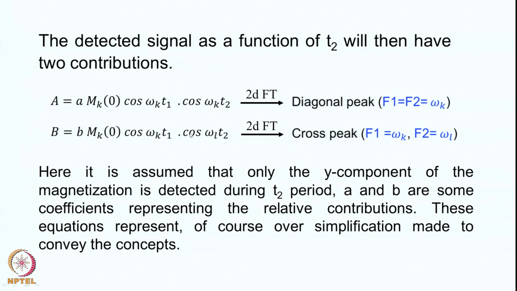Now, in this particular case, if I do a Fourier transformation, then along the F1 dimension I will have this frequency omega k, but along the F2 dimension I will have this frequency omega l. Therefore, this is F1 is equal to omega k, F2 is equal to omega l. Therefore, this is called the cross peak. Here it is assumed that only the y component of the magnetization is detected during the T2 period, but this is a very simplistic view, as I mentioned to you. A and B are some coefficients representing the relative contributions. These equations represent, of course, an oversimplification, as I mentioned to you already, to bring out the concepts.